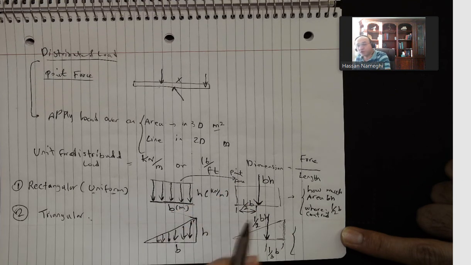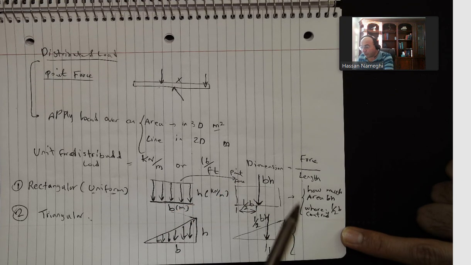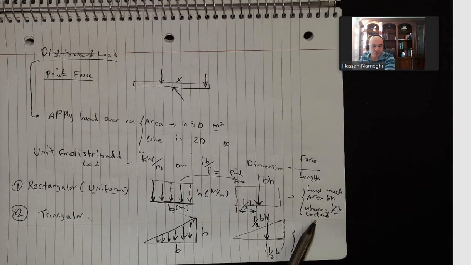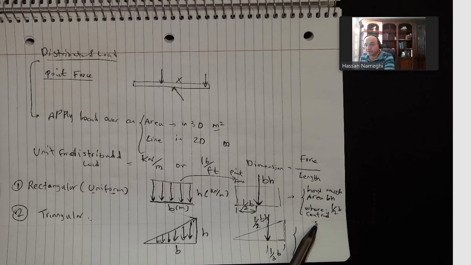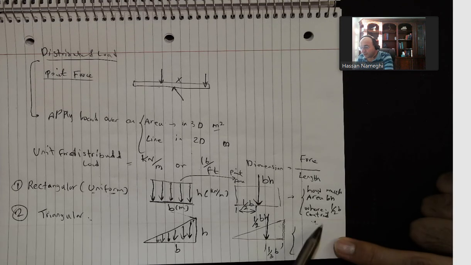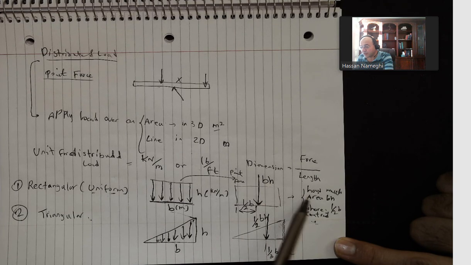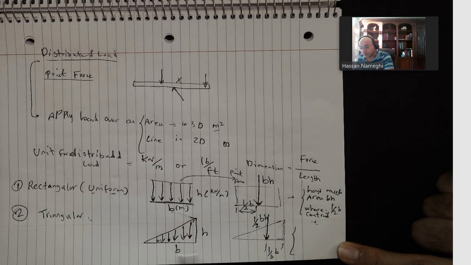When you convert it to a point force, two things are important: how much, and where I have to put it. Where it's applied is very important, because it has a lot of effect on our moment. In this case, it's a rectangle, so base times height, the area of it, is how much. And where I put it is in the middle. For a triangular shape, we have half of BH, and then we put it at 1/3 of B.